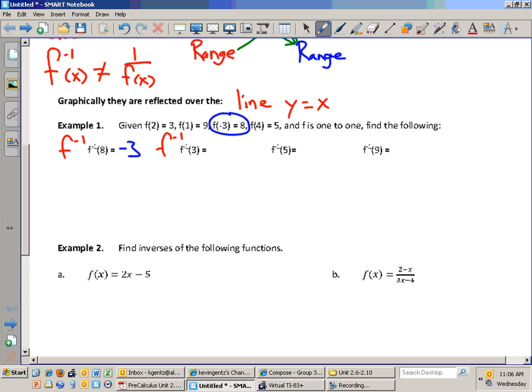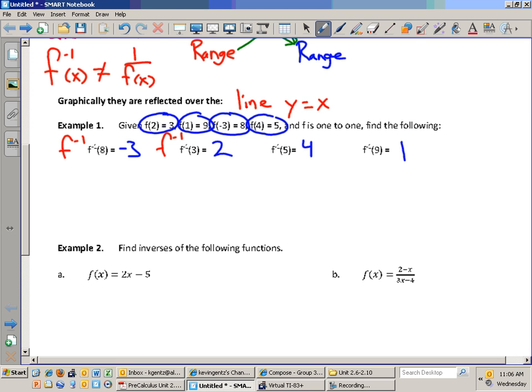So how about f inverse of 3? Right, I look at that one. F inverse of 3 will give me 2. The range produces the domain. How about f inverse of 5? I would get 4. And f inverse of 9, I would get 1.